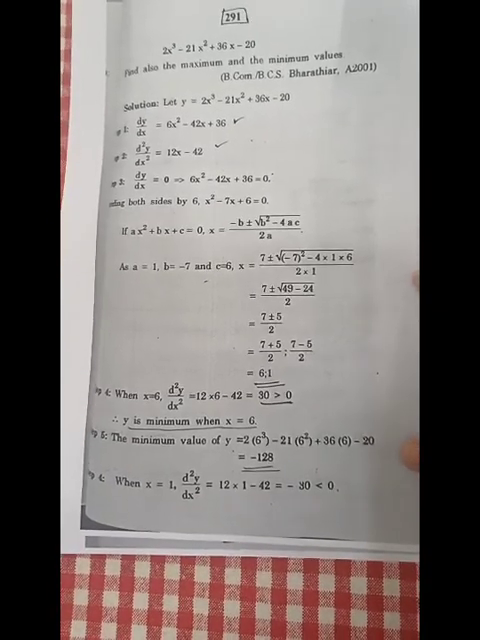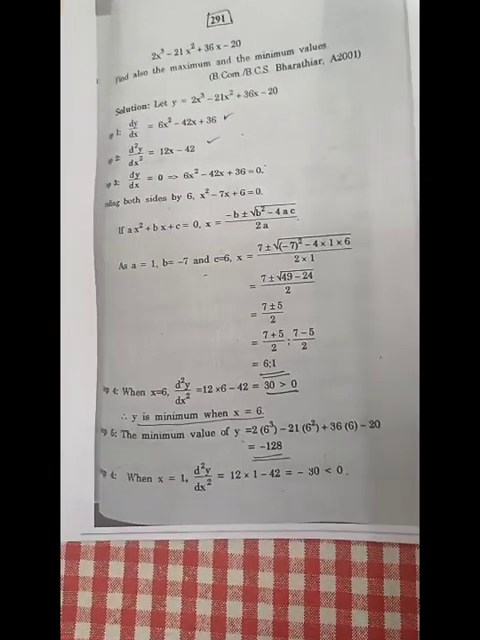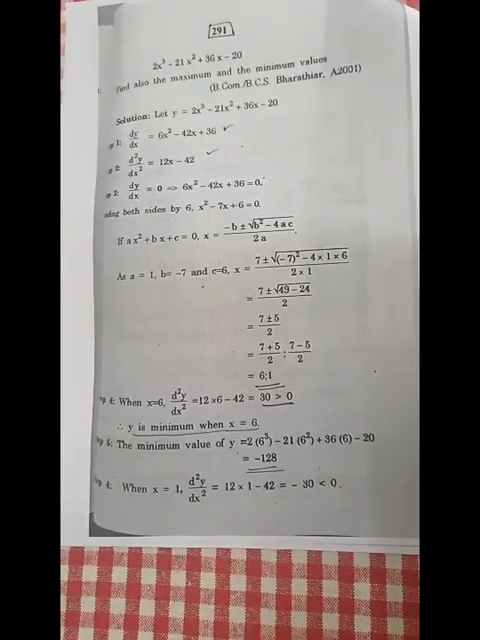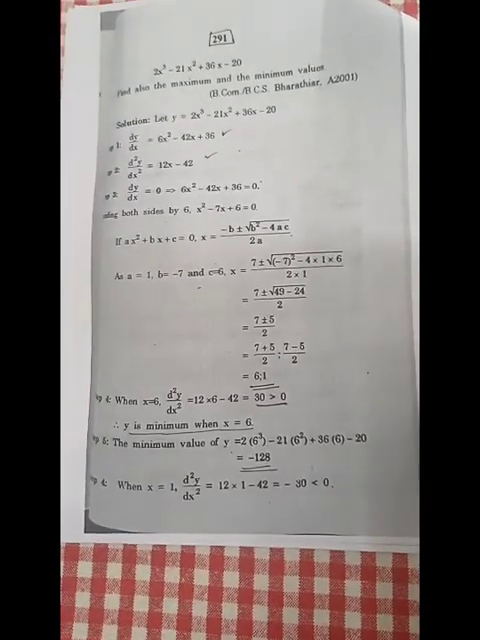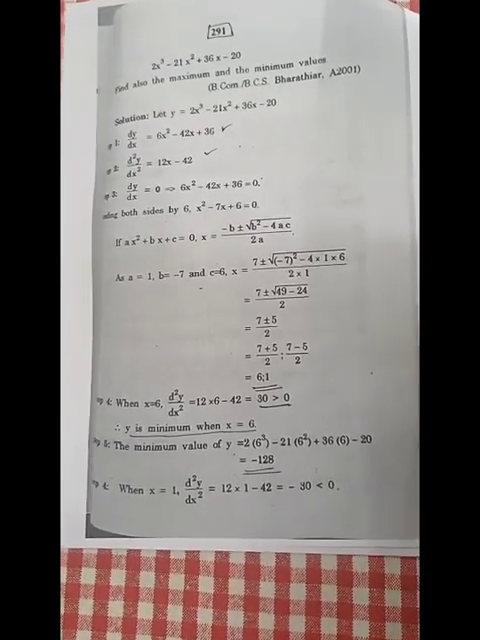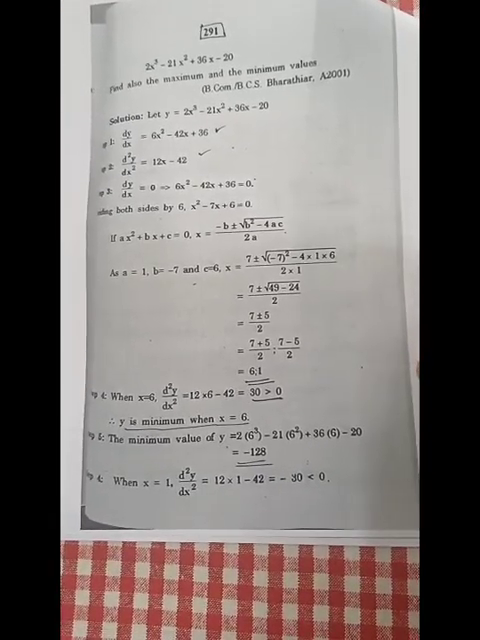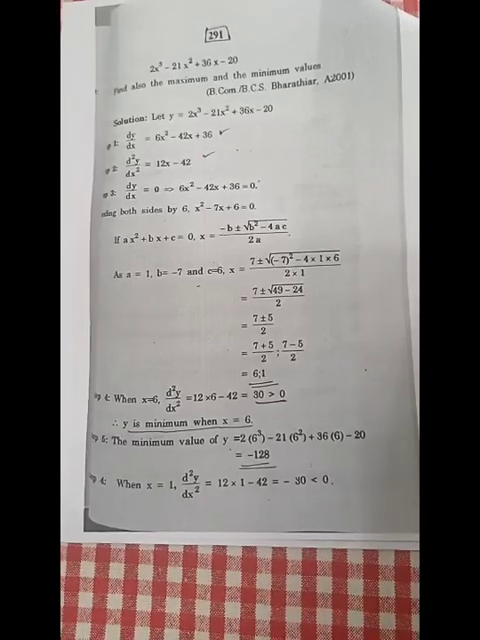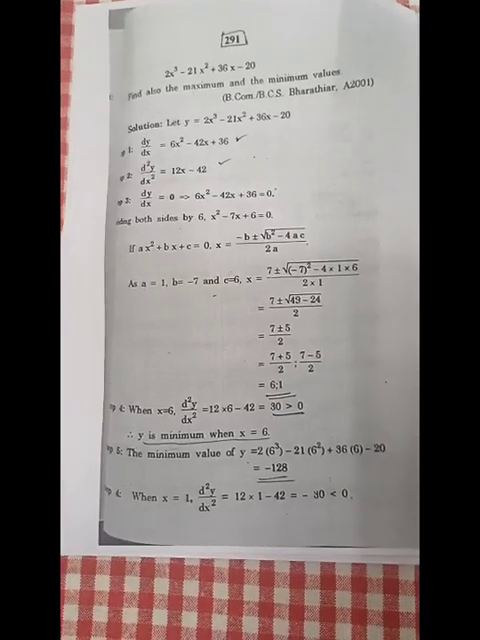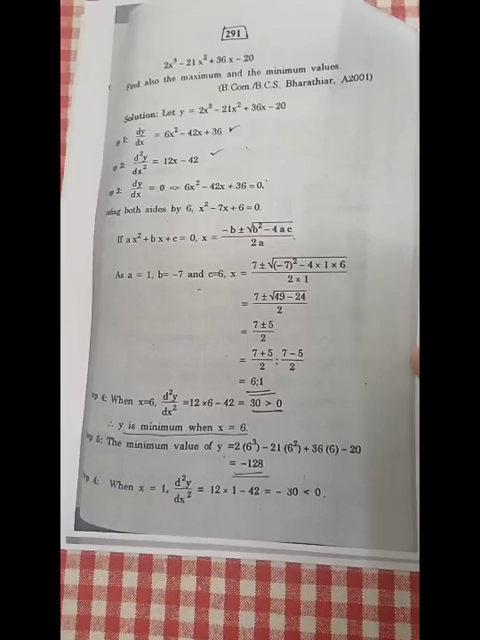y is minimum when x is equal to 6. The minimum value of y is equal to 2 into 6 cube minus 21 of 6 square plus 36 of 6 minus 20, which is equal to minus 128. When x is equal to 1, d²y/dx² is equal to 12 into 1 minus 42, which is minus 30. It is less than 0.